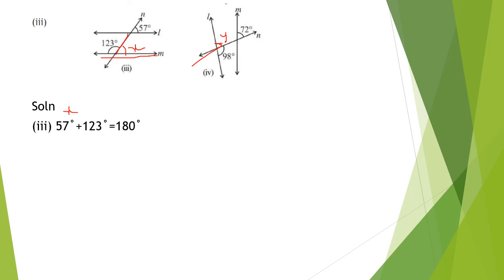Check it, 57 degrees plus 120. This 57 is x, okay? The value of x we are giving because it's a corresponding angle. Corresponding angles should be equal if L and M are parallel lines. And also if it is 57, then when you add it with 123, you should get 180 degrees.